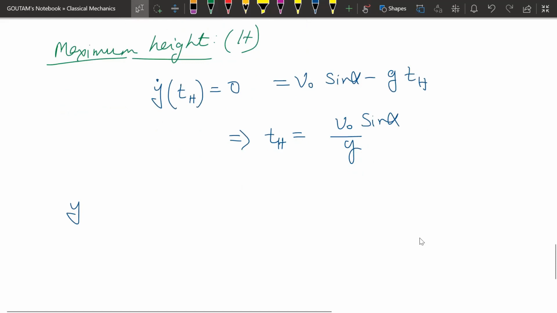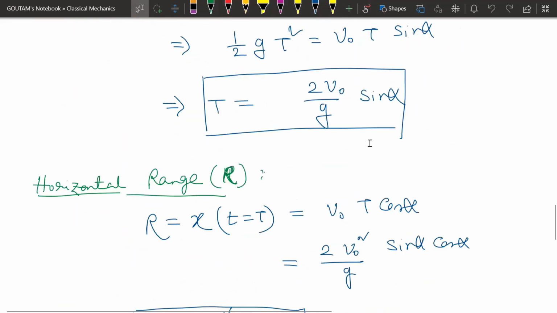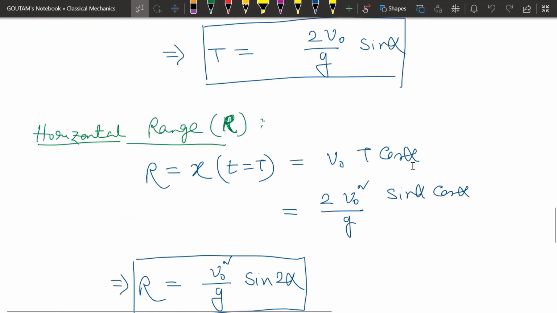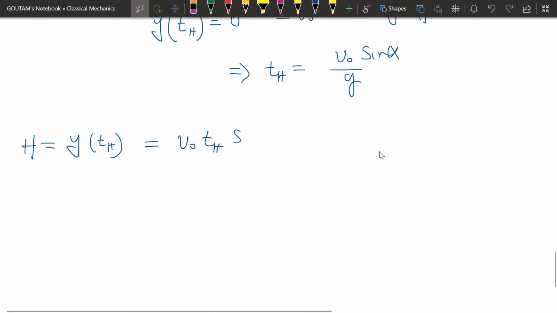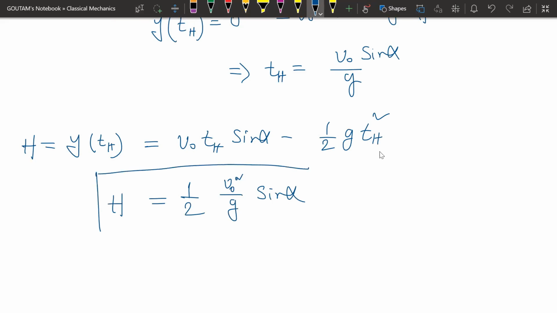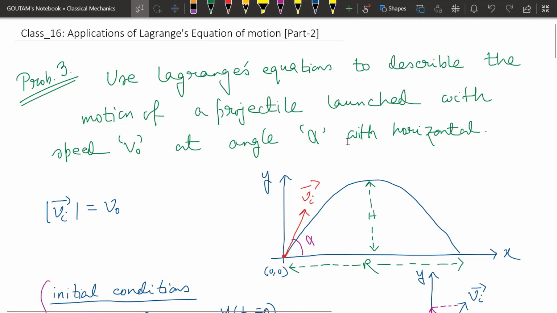Then at time t H, the y coordinate will be basically the maximum height. And from equation 4, we can write that y at t H will be V0 t H sine alpha minus half g t H square. Now if we put the value of t H here, we will get half V0 square by g sine alpha. This is the expression of maximum height. Okay, so we calculated all these things using Newtonian mechanics in 10 plus 2 level. So here we calculated it using the Lagrange's equation of motion.